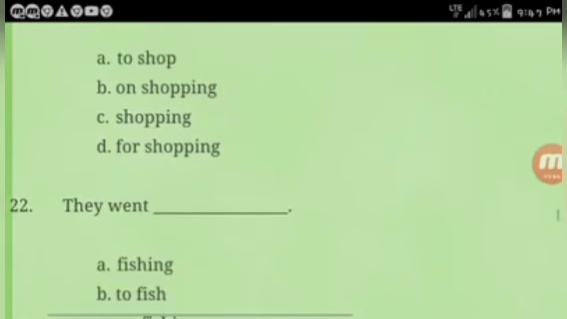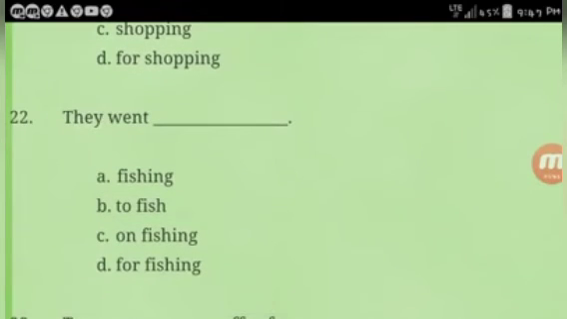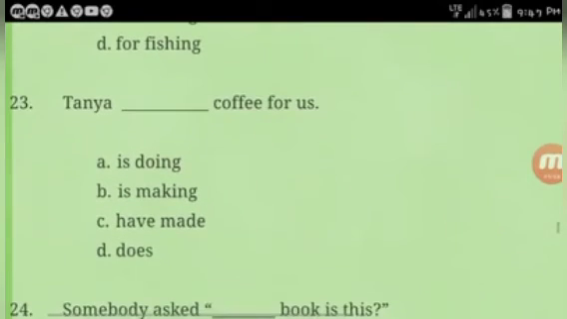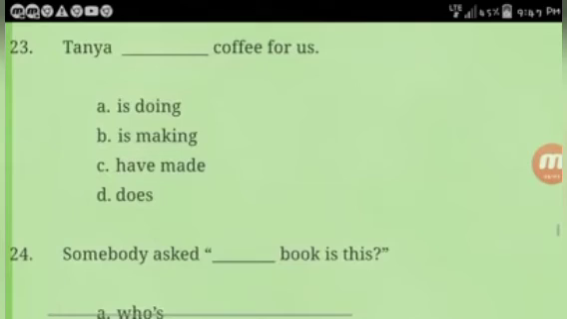Letter C. Next, number 22. They went blank. It's fishing because went is just the past form of go. Okay? So the answer here is letter A. Next, number 23. Tanya blank coffee for us. So the answer is making coffee for us.